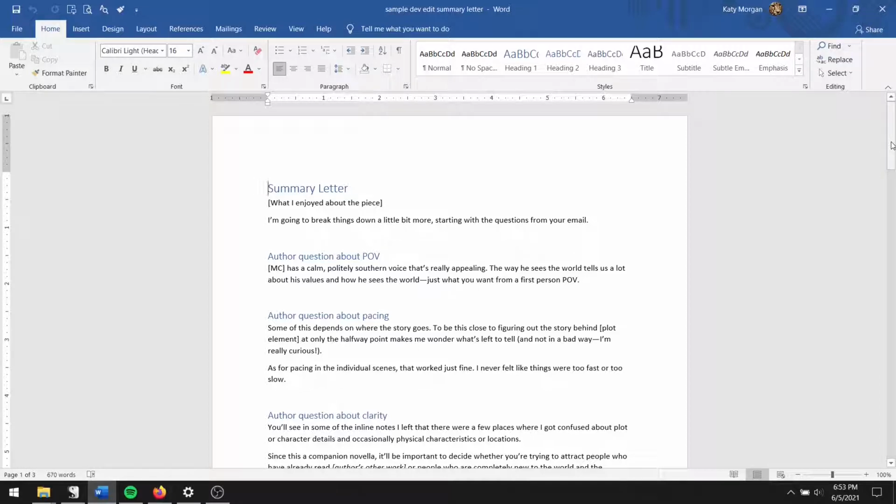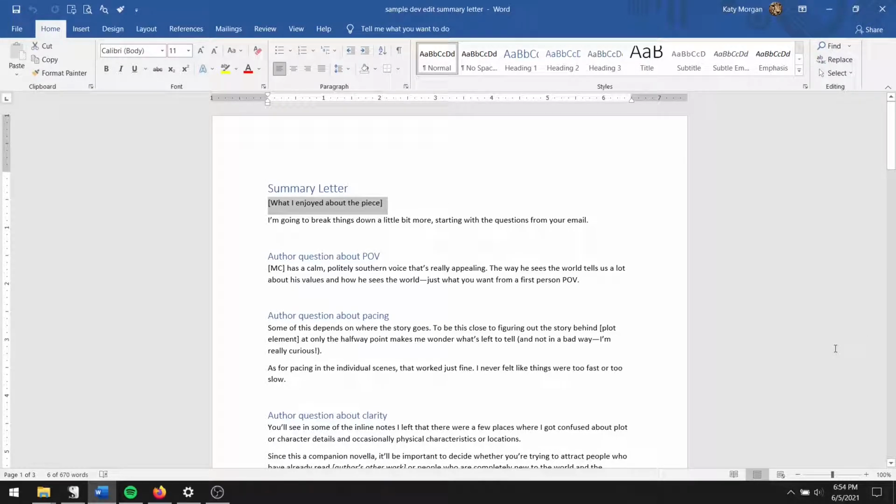So again, the summary letter is a separate document that I would send along with the original document with all the inline comments. The summary letter is an opportunity to talk a little bit more about some of the items that were brought up in the inline comments. And it's also a moment to kind of talk directly to the author, answer some of their questions, that kind of thing.